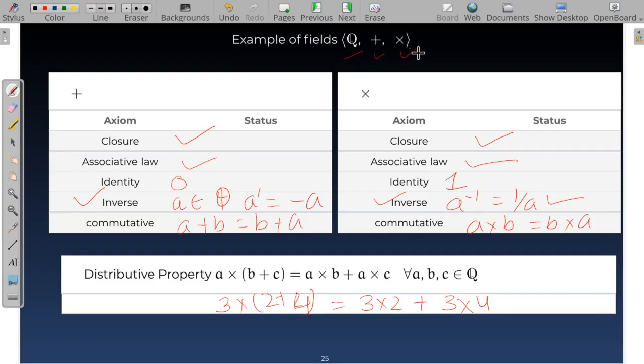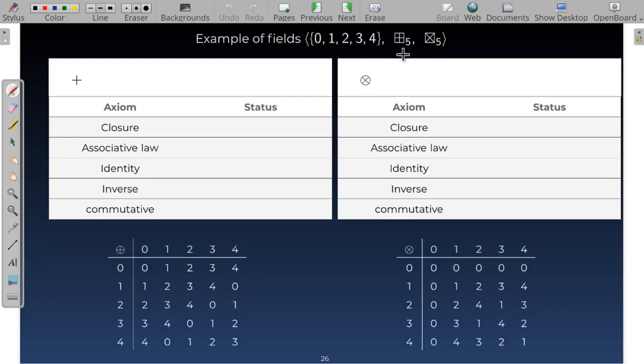Now we are going to see another example here. Now this is something called a prime field. It is also a finite field. Why I'm saying this is that now this is a modulo 5 addition and this is a modulo 5 multiplication. So we have modulo 5 addition here and modulo 5 multiplication here. And the elements of the group are 0, 1, 2, 3 and 4.